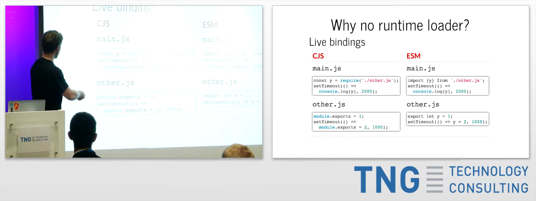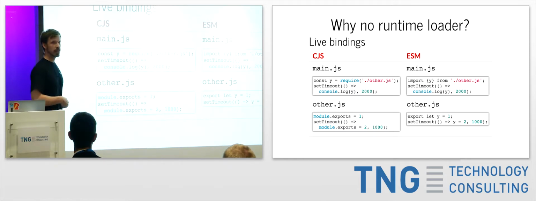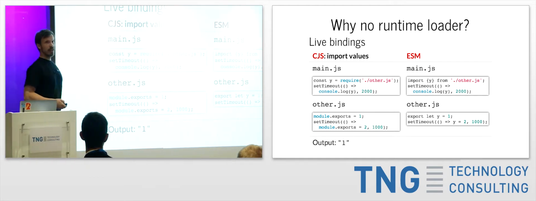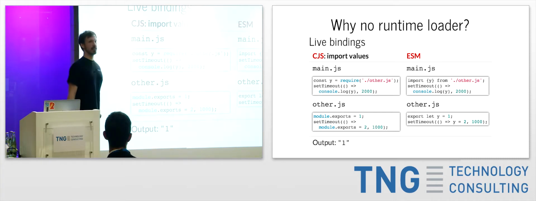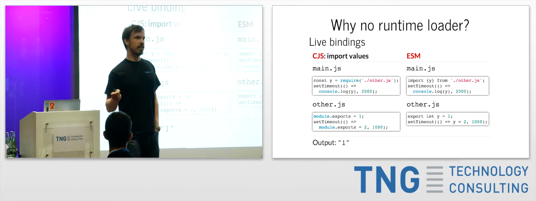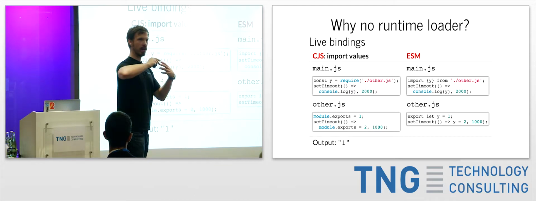So in the first case, here, this assignment in the top, this is an assignment of a value at the time when it is executed. And when the first line is executed, the export is 1. It's only 2 seconds later that it changes, but there's no connection with the y and module.exports. So the output will be 1. If I wanted to output the 2, instead of writing y here, I would need to write require other.js again. Then I would get the y.